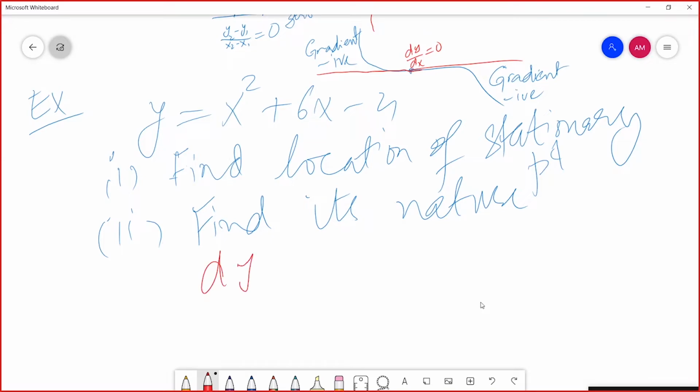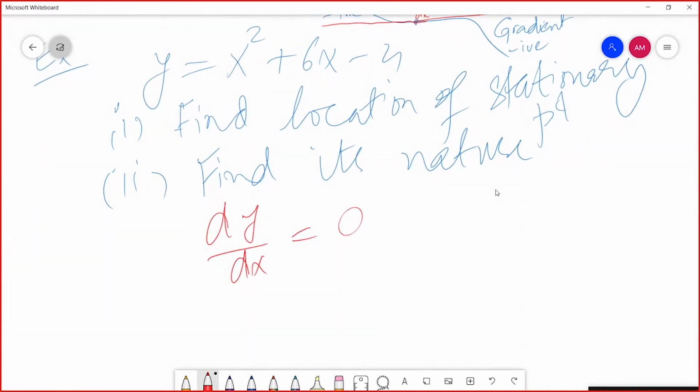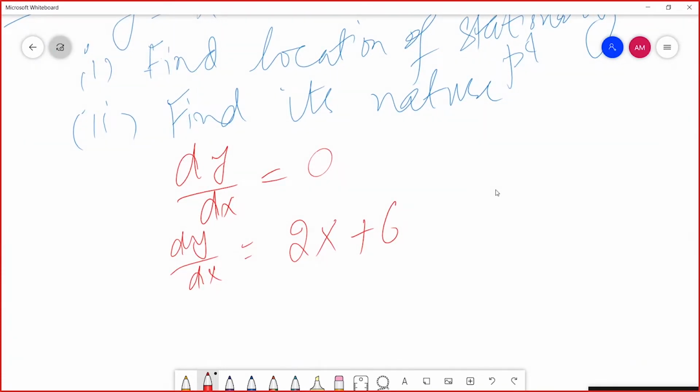We would find dy upon dx and put it equal to 0. Why? Because we know at the stationary point dy upon dx, or the gradient, is 0. Does it make sense? Okay, can you help me to find dy upon dx for the above equation? 2x plus 6. Okay, that's good. We've just found dy upon dx. And we know at the stationary point, this 2x plus 6 should be equal to 0.